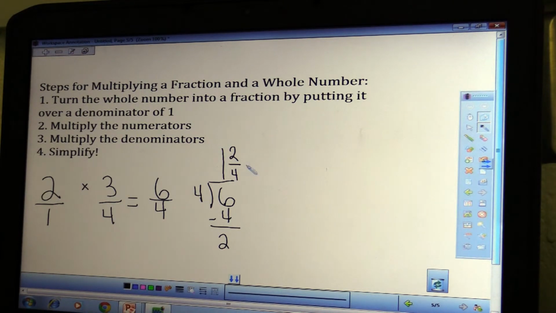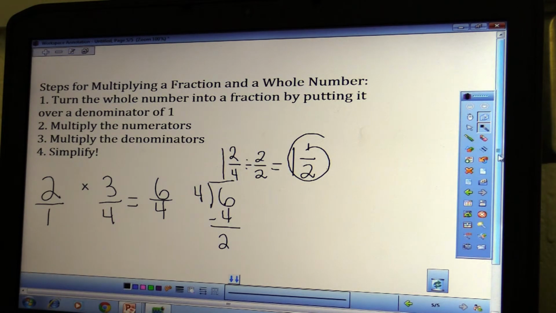I have to continue to simplify because I can divide this fraction top and bottom by 2. Now I end up with 1 and a half, and that would be my final answer for 2 over 1 times 3 over 4. Okay, let's try another example.